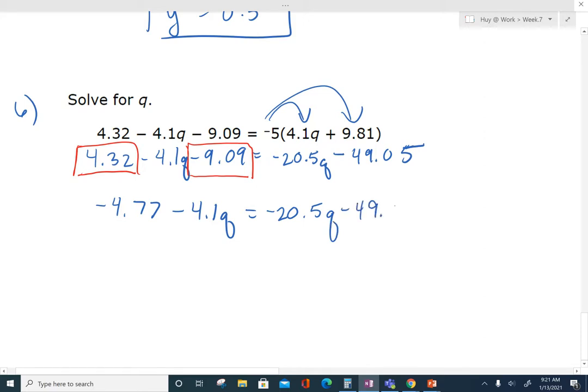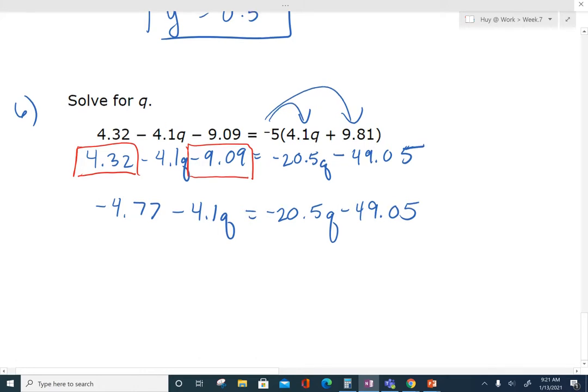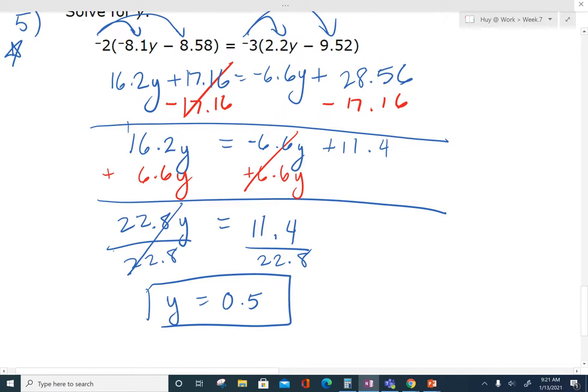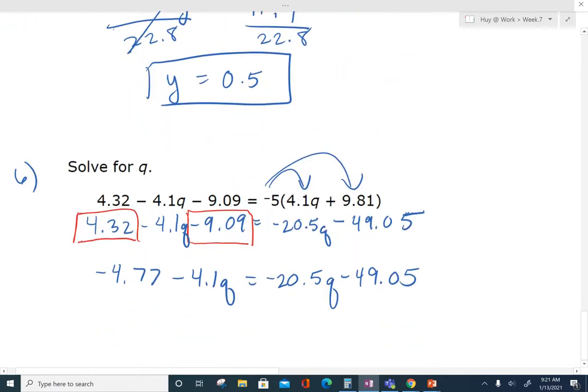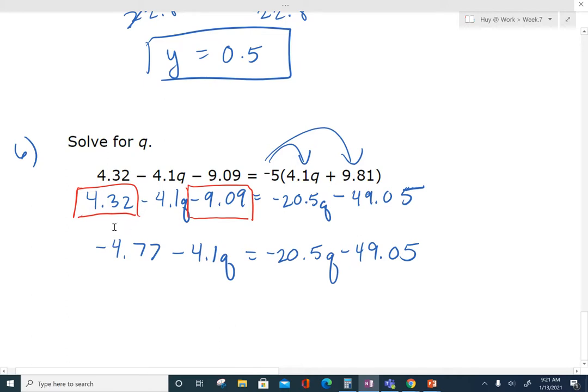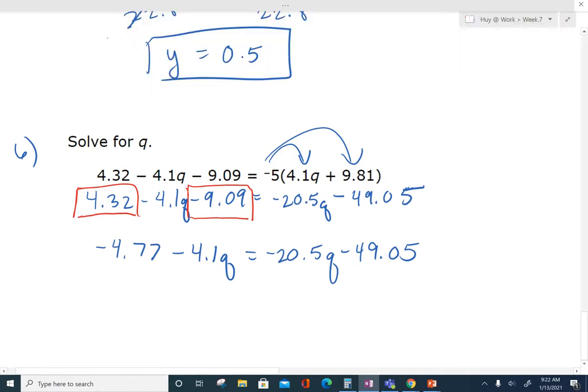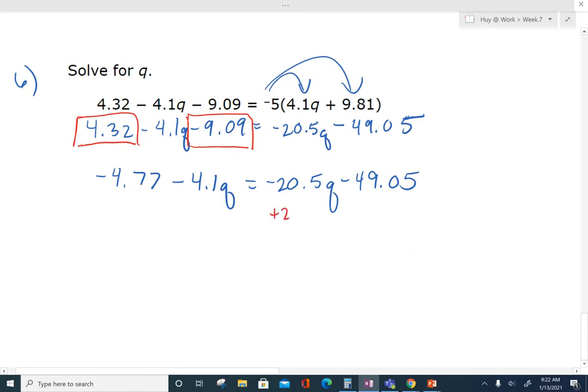minus 49.05. And now I kind of recognize this as looking very similar to the previous problem, which had variables on both sides. Right, we got q's on both sides, and then we have constants, numbers on both sides. Let's just choose one of these things to move. And I'm going to choose, this time, a q. I'm going to choose this and try to combine it with the other one, okay? So I'm going to add 20.5q to both sides.